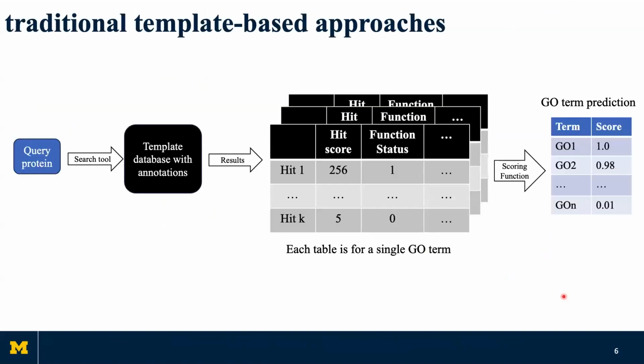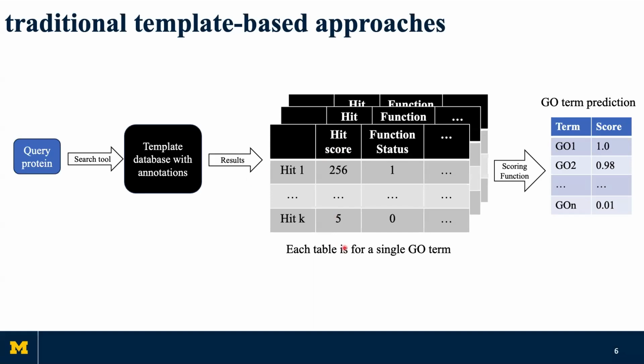So what did people do previously? The most traditional approach is using templates. Here is an example pipeline people typically used to annotate protein function using template search. First, we have a query protein sequence. Then we can employ searching tools such as Diamond or BLAST to search a template database. This is the database where we already have experimental annotation. Then the tool would give us a report.